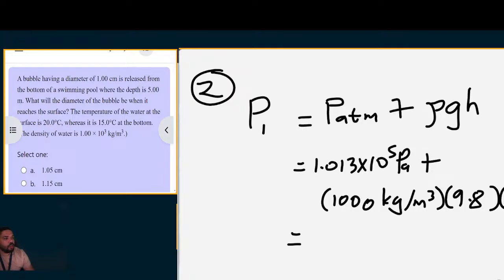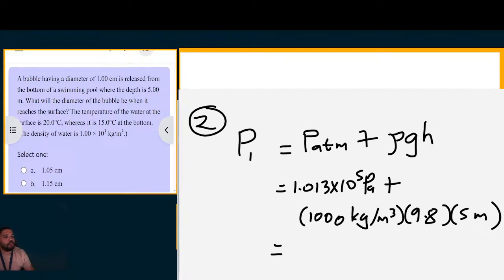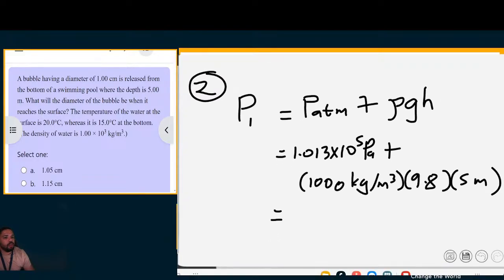Let me just make it smaller again. That's 5 meters and move it up. Okay, so that's 5 meters. And what you get at the end, the answer is 1.503 times 10 to the 5 pascals. So this is the pressure at the bottom of the pool.